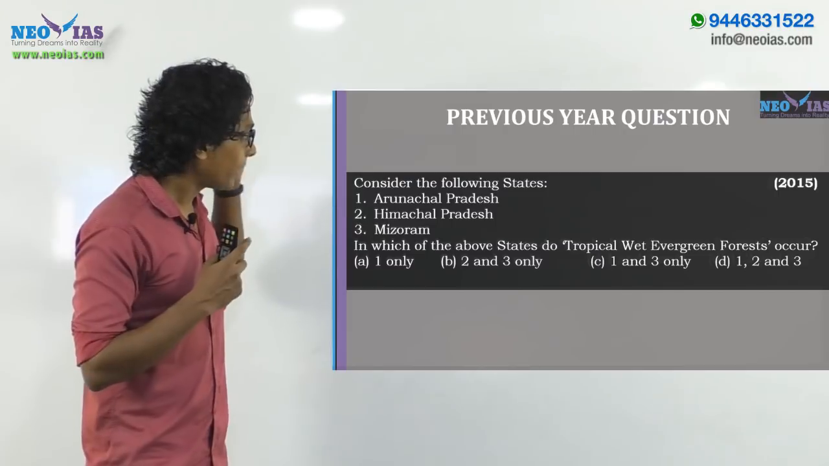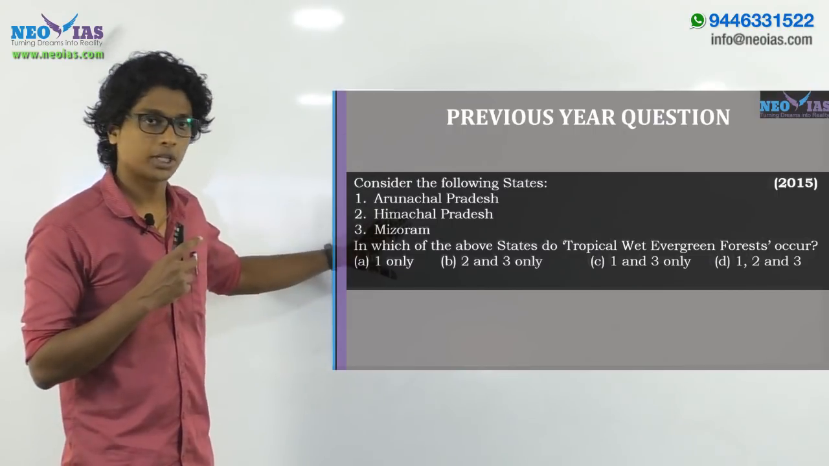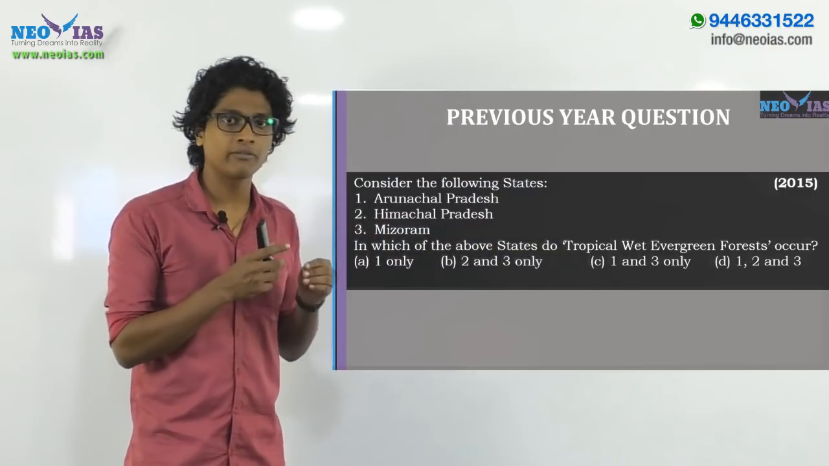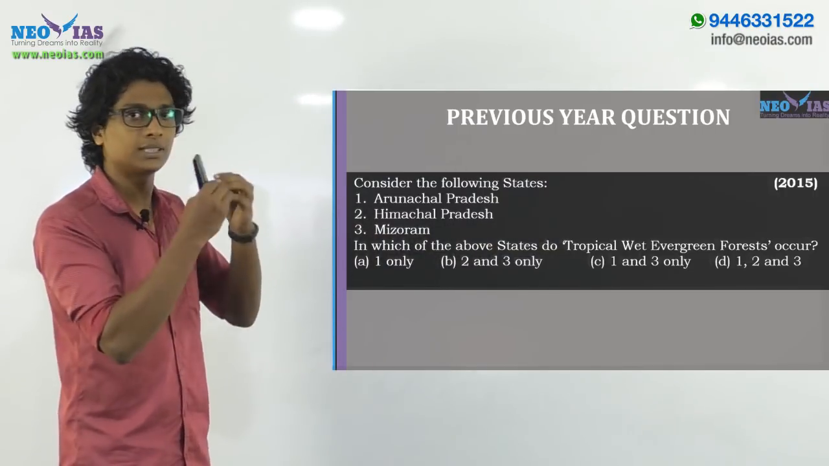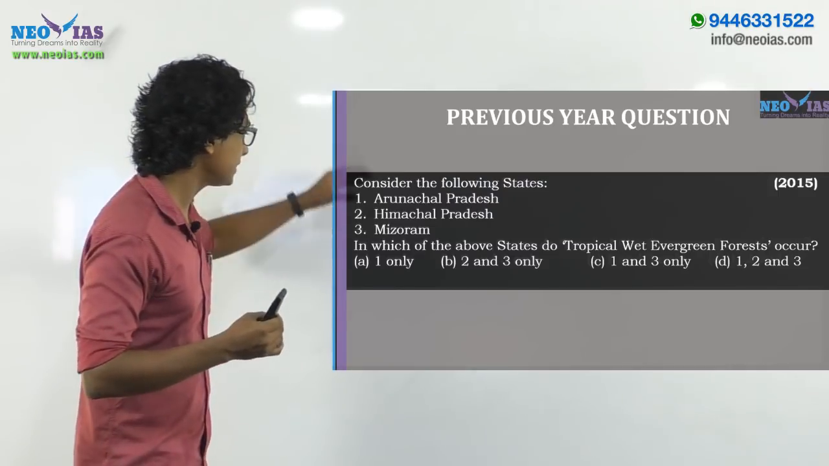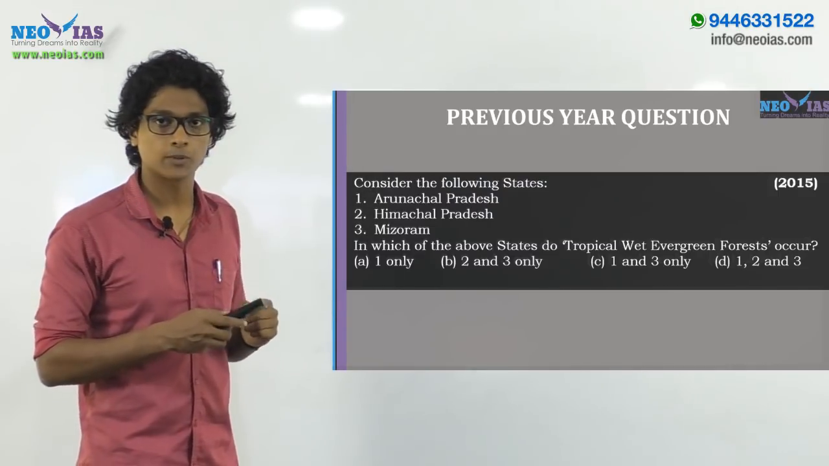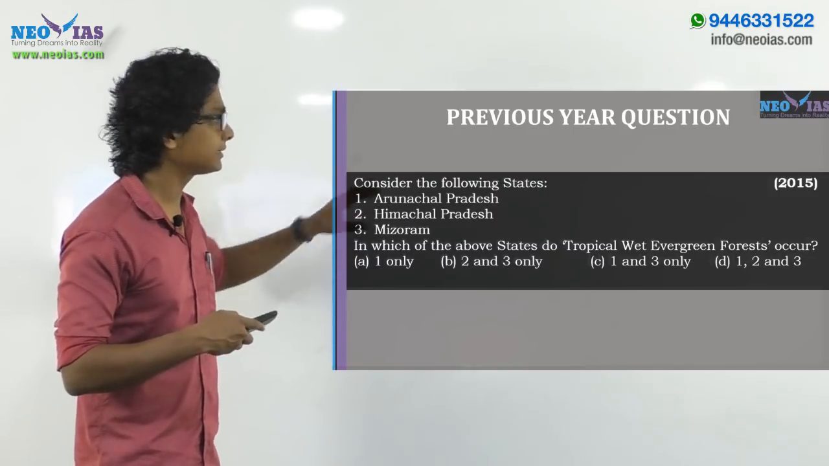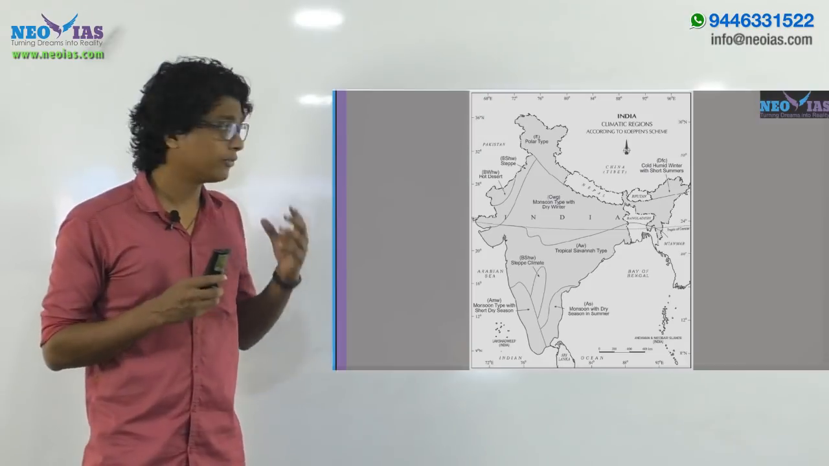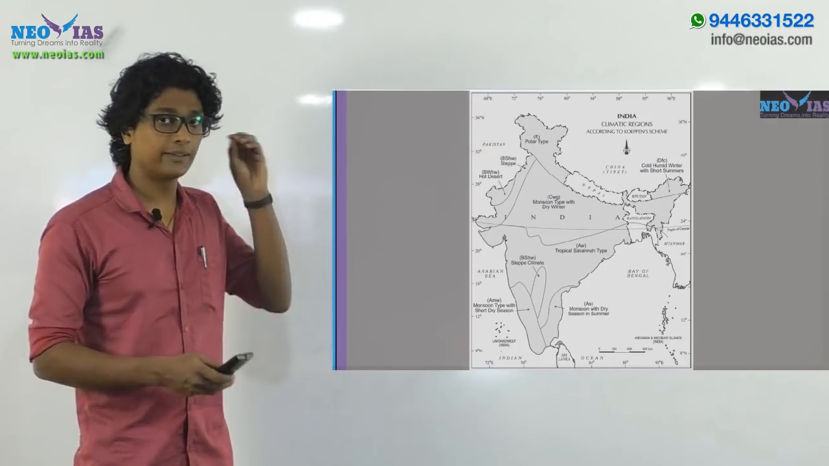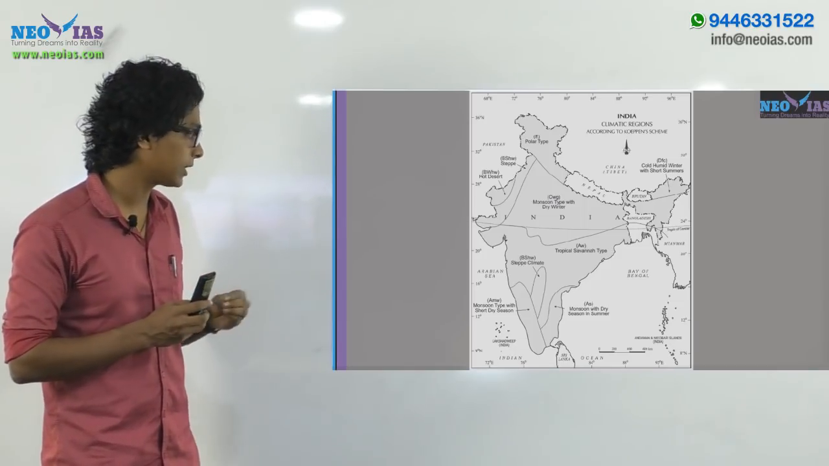This question might seem like a factual question, but if you could relate these terms, tropical wet evergreen forest, and think about this particular question from the rainfall perspective, we will be easily able to answer these kind of questions. So in today's session, we will be seeing how you can answer these kind of questions, right? So to start with, this is a map showing the different climatic regions in India's case, right?